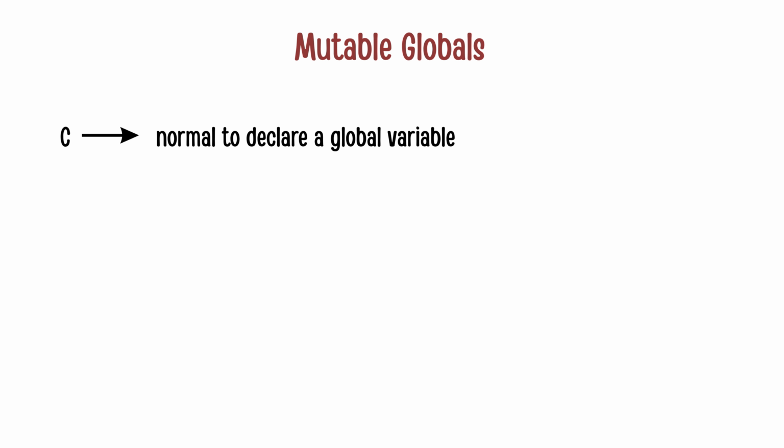In C, it's perfectly normal to declare a global variable that can be modified from different functions. But mutable globals can be dangerous. Because they exist for a very long time and can be accessed from many different parts of the program, they can become targets for attacks and sources of difficult-to-detect memory errors.